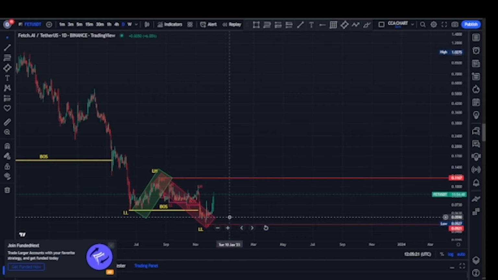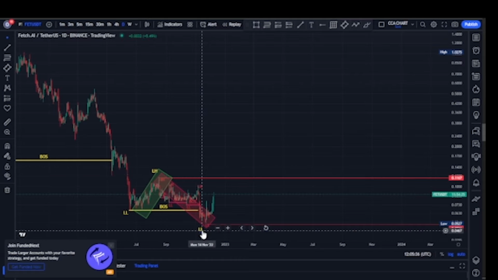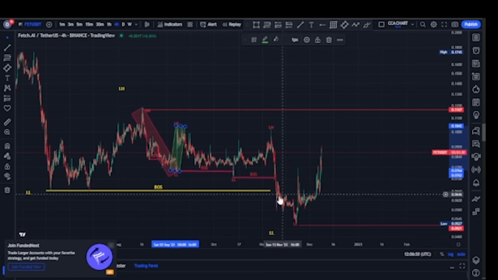We're expecting a pullback. Sure, we're getting a pullback. Let's go to our lower time frame. Let's analyze our minor structure. But guys, let's have this behind our mind, that our minor structure is trading between this lower high and this lower low. So guys, on our minor structure, we've been seeing break of structure to the downside.